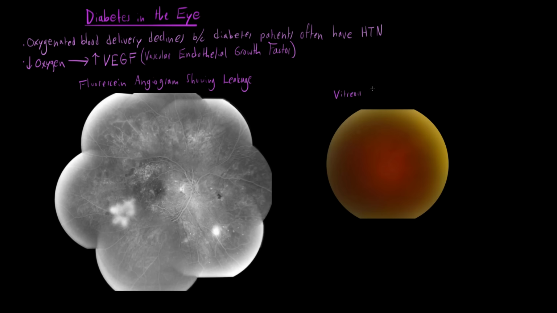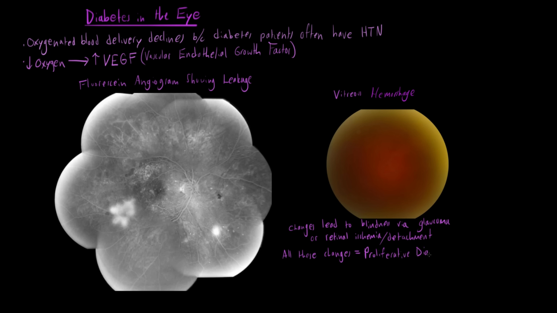This causes further vision loss. Additionally, blood from these vessels can leak outside of the retina into the vitreous cavity, creating what we call a vitreous hemorrhage. This vicious cycle continues until the patient eventually goes blind, either from the glaucoma induced from blood vessels blocking the anterior chamber angle, or from the retina becoming ischemic or detached. These changes are consistent with proliferative diabetic retinopathy.